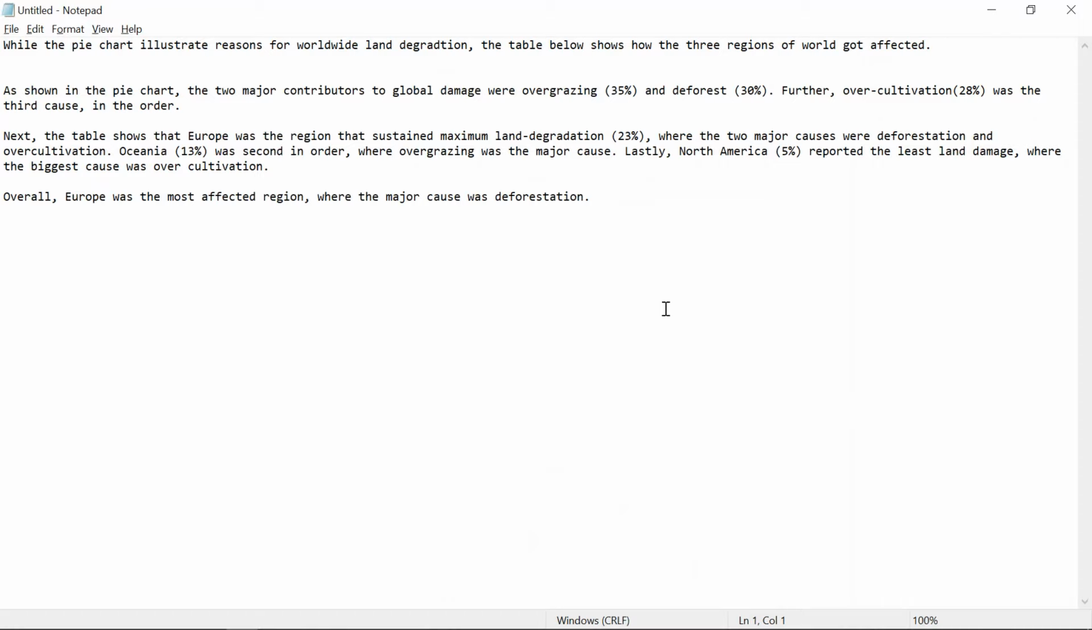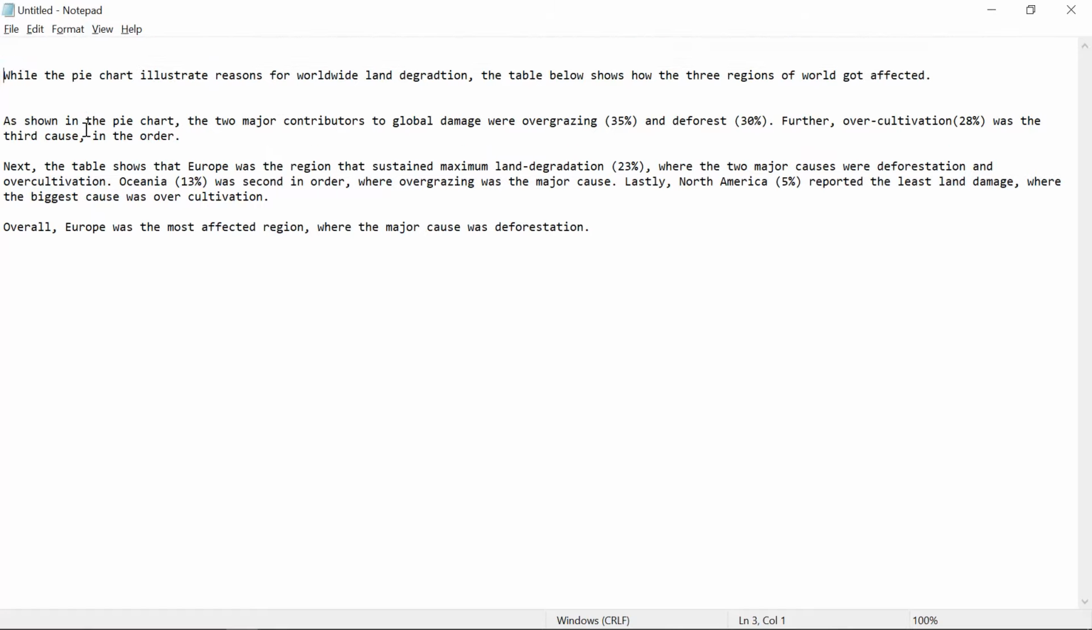So in case your typing speed is good, you can finish it this way. I just have an idea of how many words I have written. I am supposed to write minimum 150 words. So on an average, 1, 2, 3, 4, 5, 6, 7, 8, 9, 10, 11, 12, 13, 14, 15, 16, 17, 18, 19, 20, roughly 25 words per line.